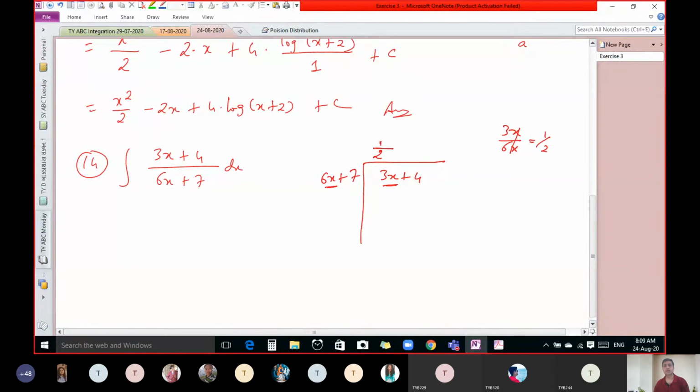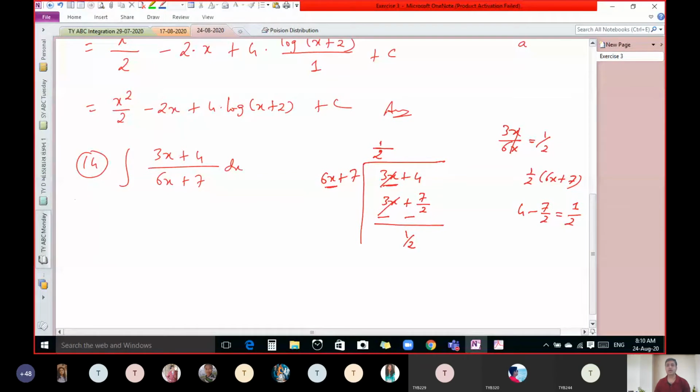Now you have to multiply this 1 by 2 with this. So it looks like 1 by 2 into (6x plus 7). If you open this, we get obviously 3x plus 7 by 2. Now change the sign, minus, minus. This will cancel. And now 4 minus 7 by 2. So take 2 LCM. So 4 is 8, 8 minus 7, that means 1 by 2. So keep this 1 by 2 as it is.